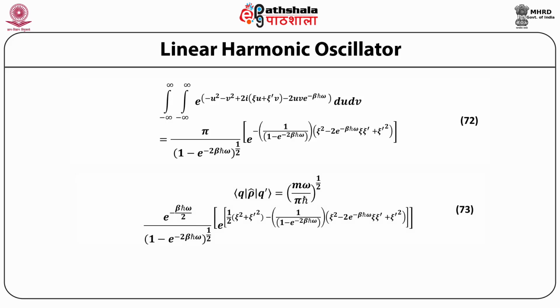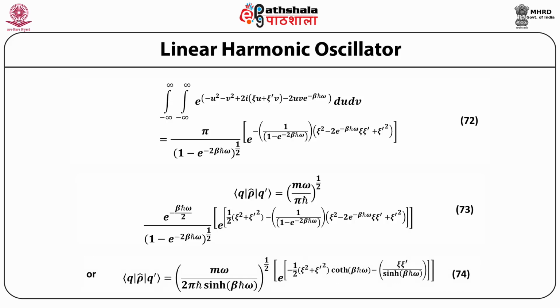m omega upon pi h bar, raised to the power half, multiplied by e raised to the power minus beta h bar omega by 2 divided by 1 minus e raised to the power minus 2 beta h bar omega, raised to the power half, whole multiplied by e raised to the power half xi square plus xi dash square minus 1 upon 1 minus e raised to the power minus 2 beta h bar omega, multiplied by xi square minus 2 e raised to the power minus beta h bar omega xi xi dash plus xi dash square.